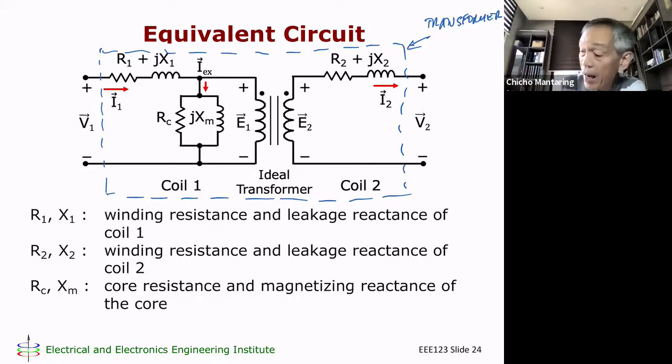But you can only apply the ideal transformer equations to this middle part. In other words, I cannot say that V1 over V2 is N1 over N2. Hindi ko na pwedeng sabihin yon, no? I cannot say that I1 over I2 is N2 over N1 because that will only now apply to this central portion.